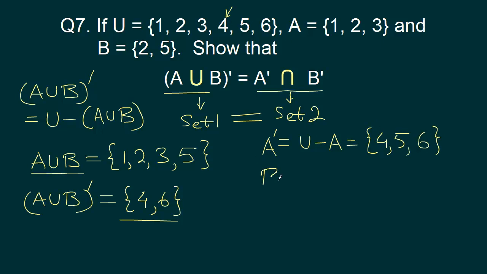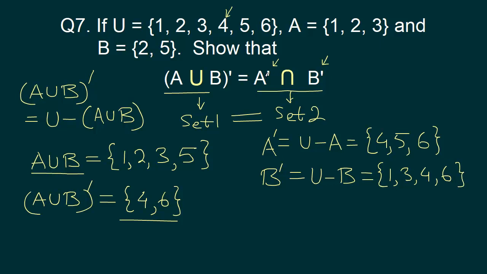What is B complement? B complement is simply the universal set minus B. We write all elements of the universal set minus the elements that belong to set B. B has 2 and 5, so we skip 2 and 5. We will write 1, 3, 4, and 6.